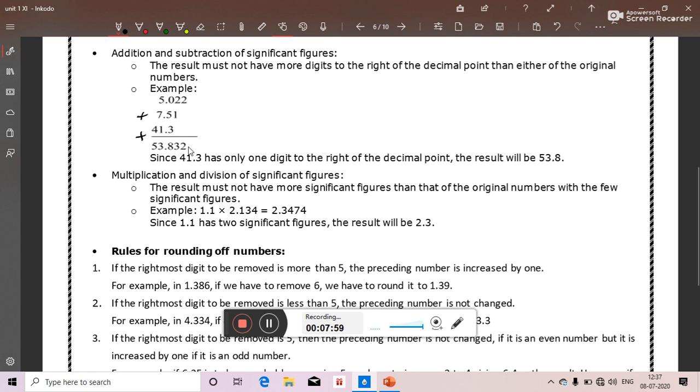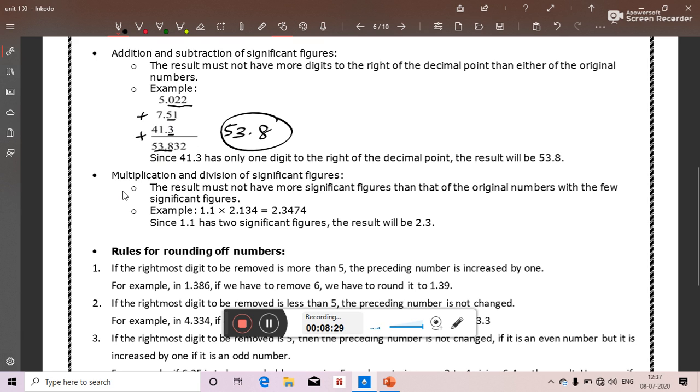53.832. Now here you have to see, in the first number the number of digits after the decimal point is 3. In the second number the number of digits after the decimal point is 2. In the third number, the number of digits after the decimal point is 1. So which is the minimum number of digits? That is 1. So that means you have to note down the answer up to 1 digit after the decimal point. So that is 53.8. So that is our answer.